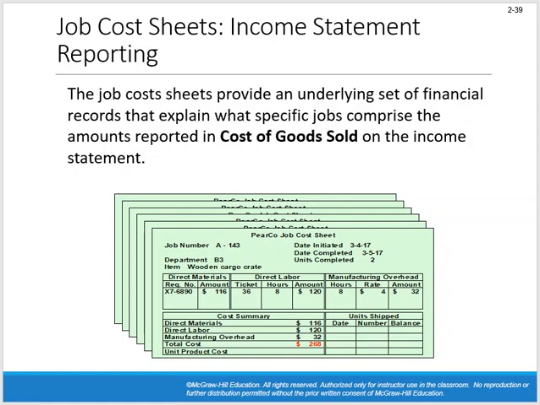And then if we take out the ones that we've actually sold where the customer has paid us, that would then add up to our cost of goods sold on the income statement. So these job cost sheets, whether they're actual paper or they're documents in a computerized system, are the underlying ledger that explains WIP, finished goods, and COGS.